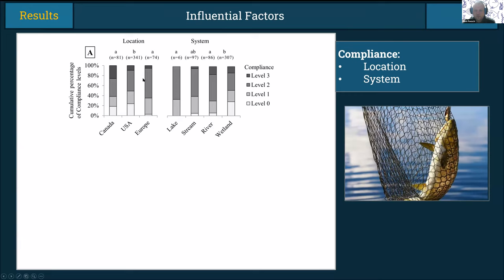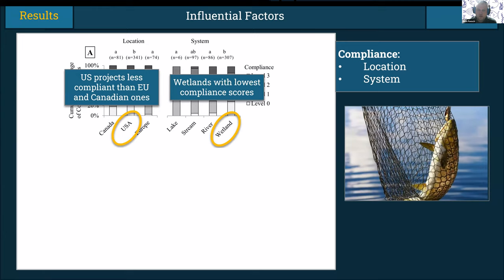And you can see that the rates of compliance differ significantly across the regions, and that Canada and Europe did significantly better as far as rates of compliance than the United States, although they are relatively close to one another. As far as system, wetlands had the lowest rates of compliance in relation to lakes, streams, or rivers, but there is a bit of nuance to this. And so the U.S. seemed to have a little bit less compliance than other areas, and wetlands seemed to have a little bit lower compliance scores.